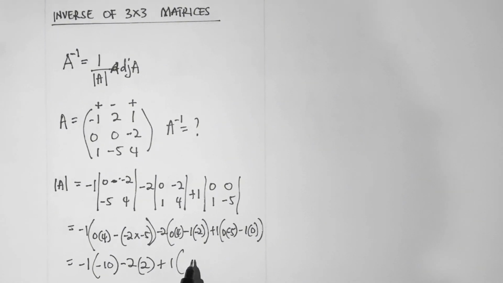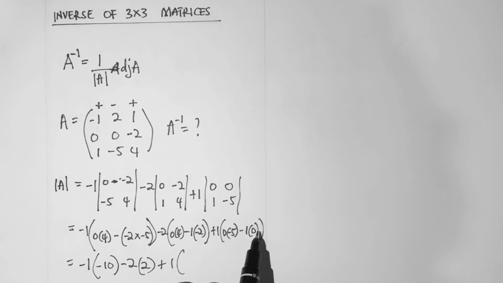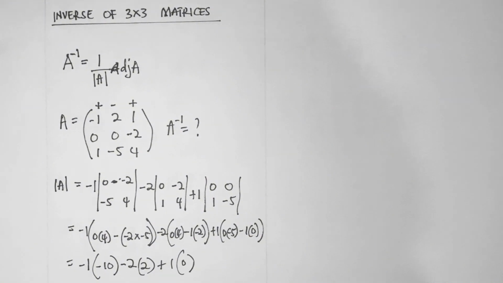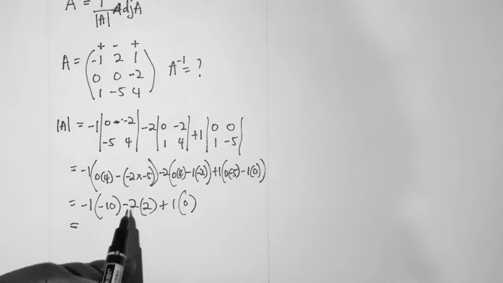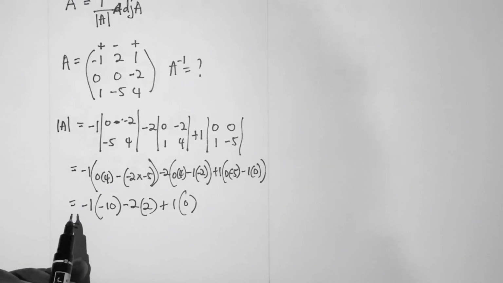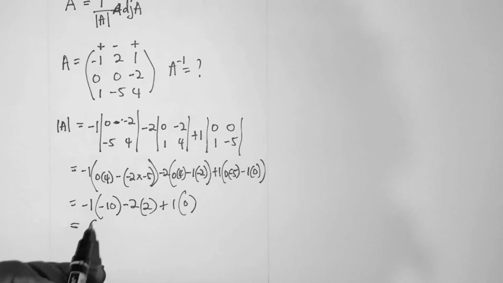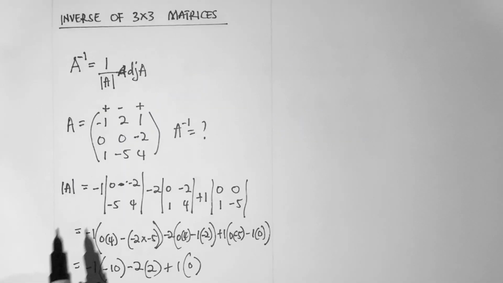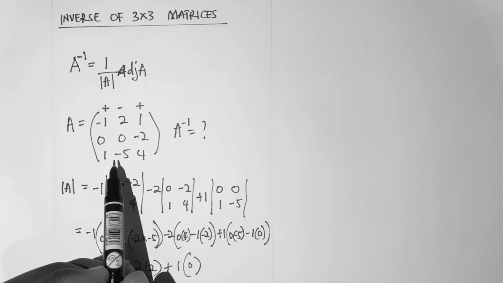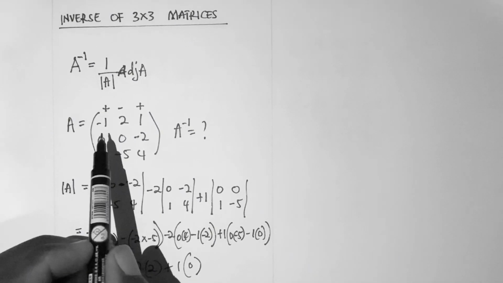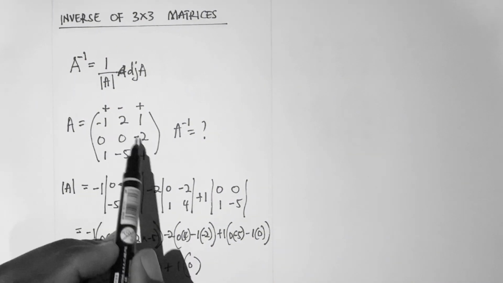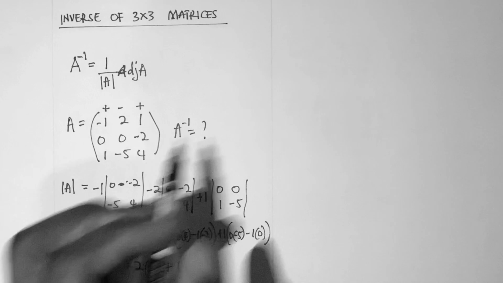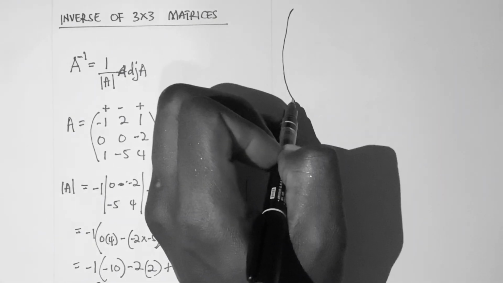And then plus 1. 0 times minus 5 is 0. Minus 1 times 0 is 0. So here is 0. So at the end of the day, minus 1 times minus 10 is 10. 10 minus 4 is 6. So we are going to get 6 here. The next thing we will do is to find the matrix of minors. So that means that for each of the elements here, we are supposed to find the determinant of each 2 by 2 matrix. So let's put a big bracket here.